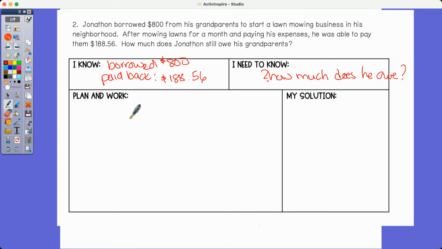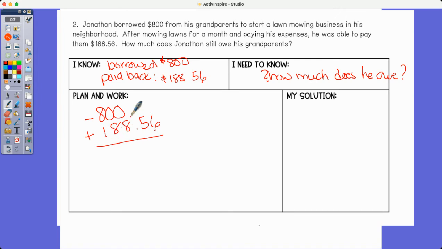So my plan of work, what am I going to do? Well, he started out with $800 borrowed, right? And he paid back, so he borrowed $800 and he paid back $165.44. Oh, sorry. I might be reading answers while I'm doing this. Y'all love me, right? Okay. He paid back, try this again, $188.56. That's not even the right answer.